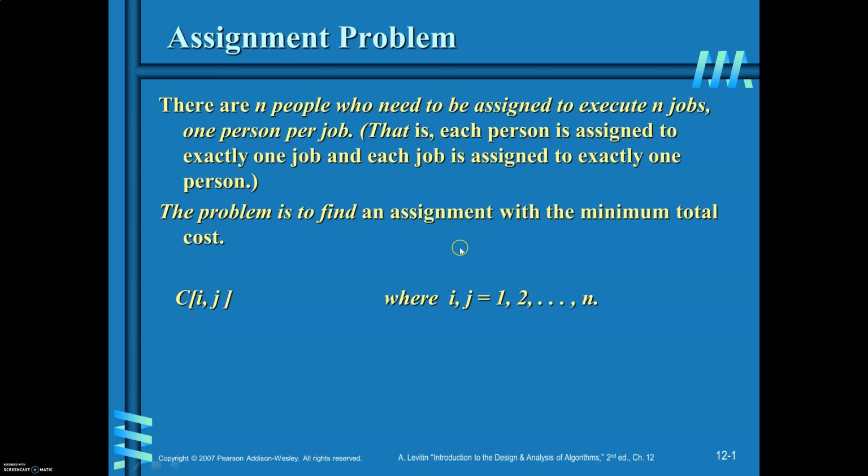For this problem, the input is in matrix format. This Cij indicates the cost whenever the ith person is assigned the jth job, given in the cost matrix, where i and j can take values from 1 to n.